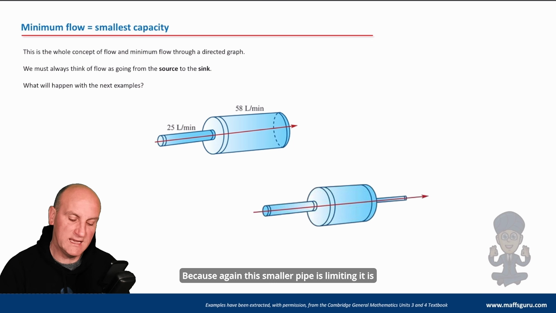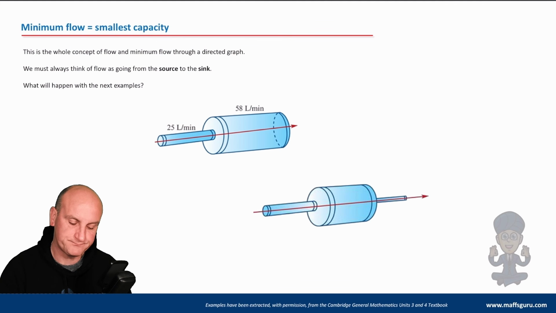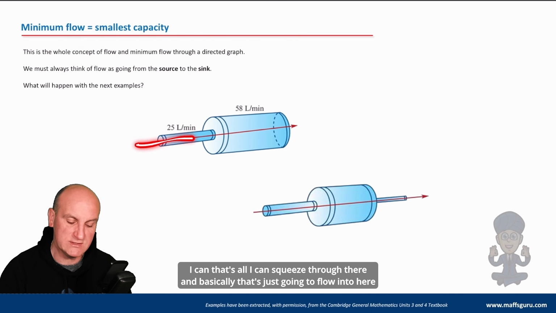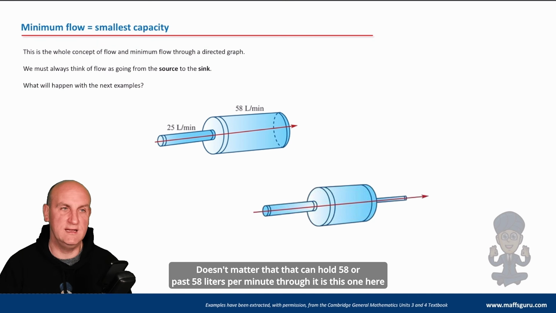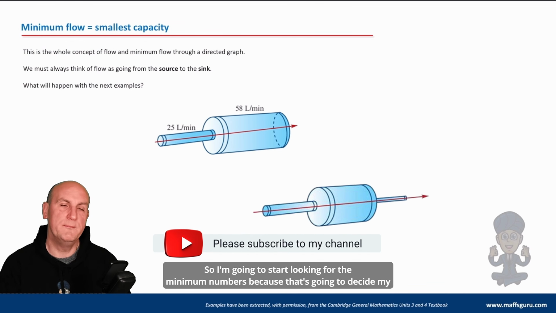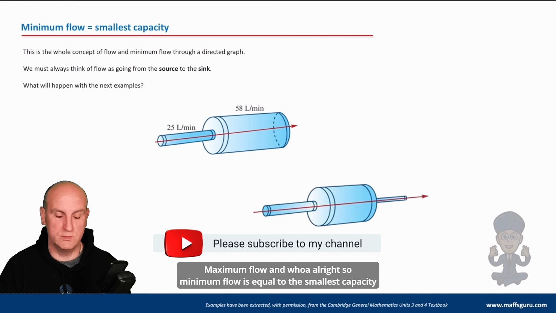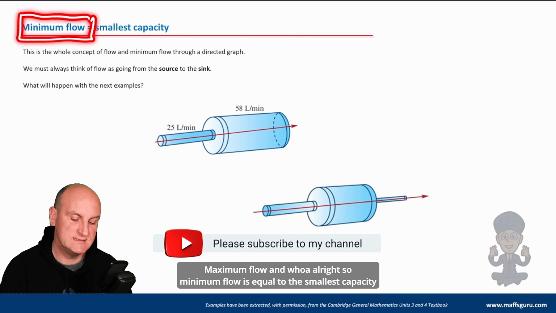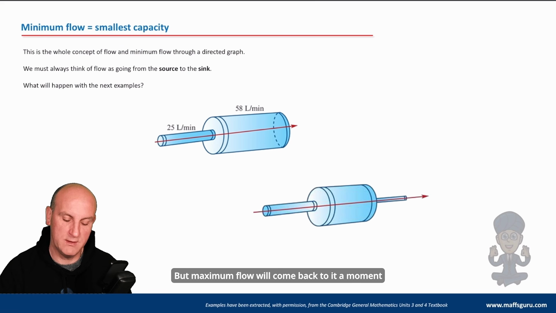Bottleneck. Because again, this smaller pipe is limiting. It is in fact just holding to ransom the rest of my network. 25 litres a minute, that's all I can squeeze through there. And basically that's just going to flow into here. It doesn't matter that can hold 58 or past 58 litres per minute through. It is this one here. So we're going to start looking for the minimum numbers because that's going to decide my maximum flow. And all right, so minimum flow is equal to the smallest capacity, but maximum flow, we'll come back to that in a moment.